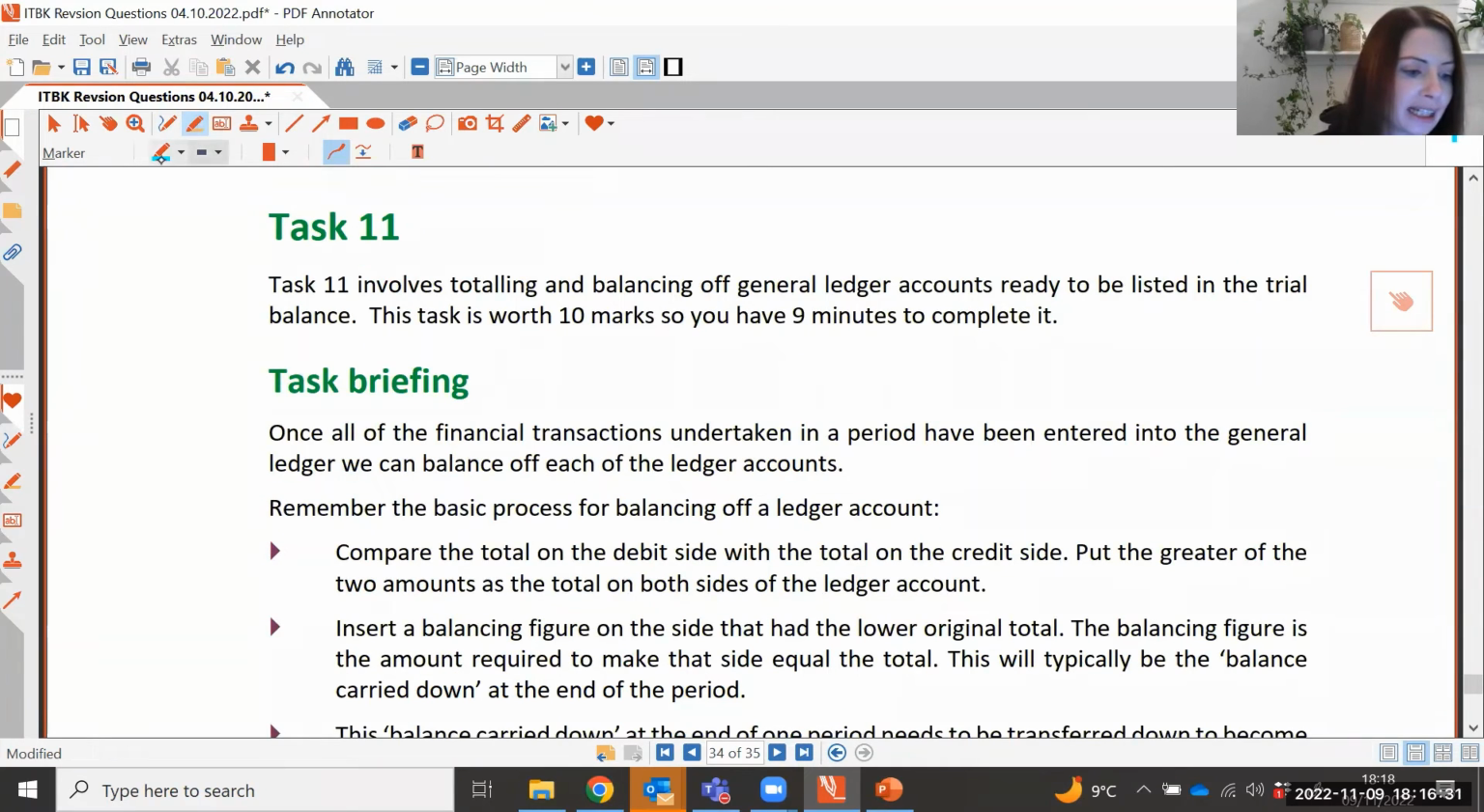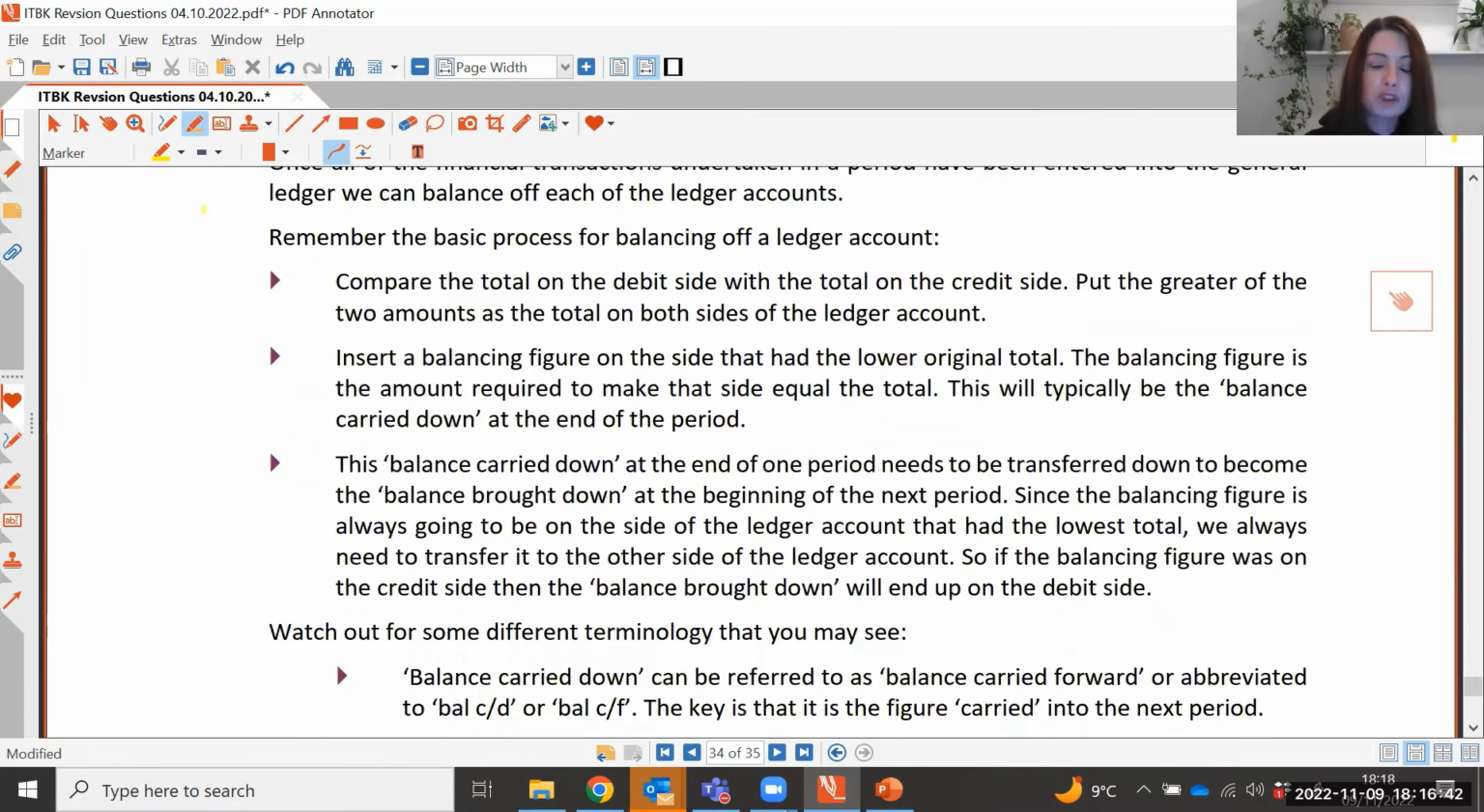Okay, so moving on to task 11 now. So task 11 is looking at balancing off the general ledger accounts at the end of a period. Now, just remember, in order to balance off an account, what you need to do is total up both sides of the account. Whichever side has the highest total, that total is entered as the total in both sides of the account. Then the lower side of the account, we need to make equal that total. So we do that by entering a balancing figure, which is called our balance carried down.